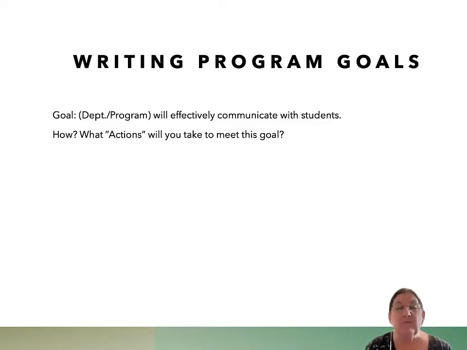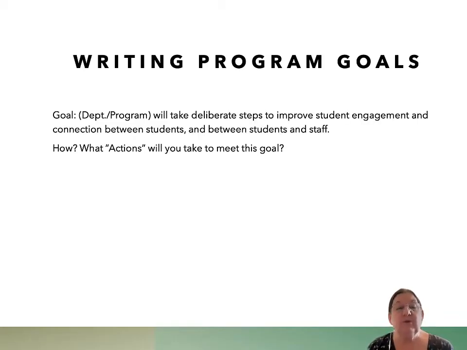So you kind of work with this a little bit, but I want to give you an example where it may seem a little vague. Well, what does effectively communicate mean? And with students, what students? All students? Or is there a certain population? Maybe you want to define this a little bit more. Is there a certain population of students that you want to communicate with more effectively? Maybe you want to reach out to students who have disengaged from the campus or who are not returning for whatever reason.